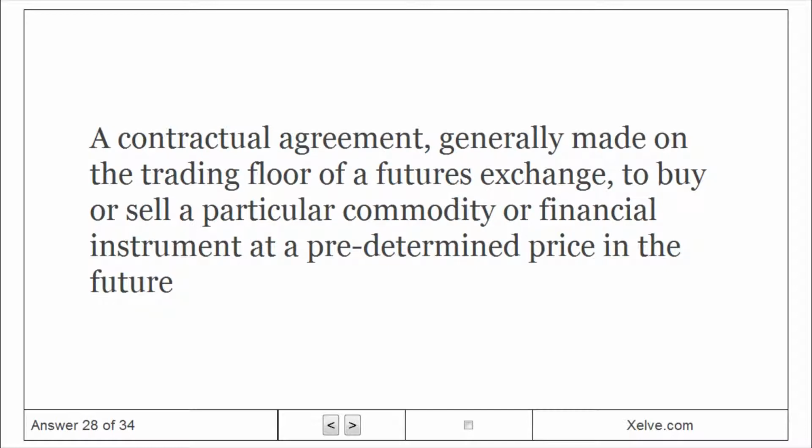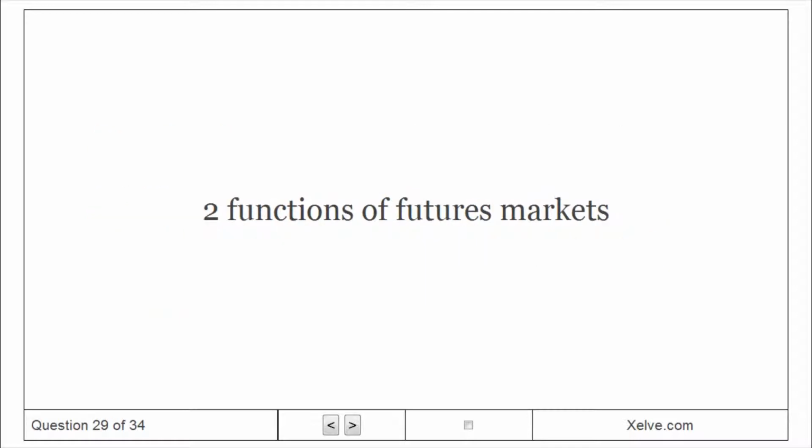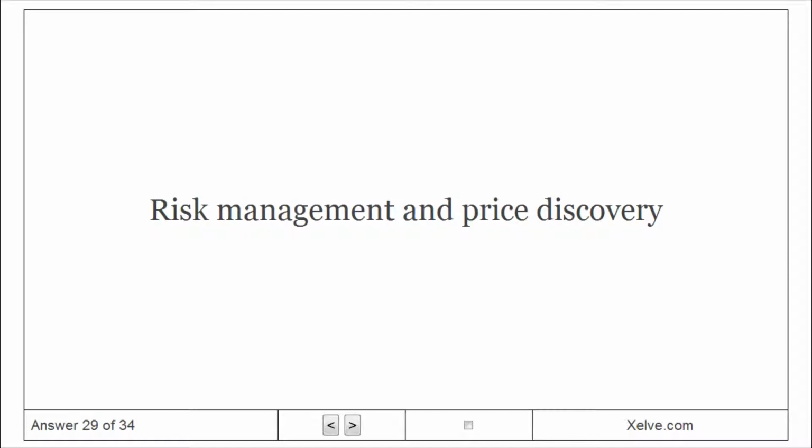Futures contract. A contractual agreement, generally made on the trading floor of a futures exchange, to buy or sell a particular commodity or financial instrument at a predetermined price in the future. Two functions of futures markets: risk management and price discovery.